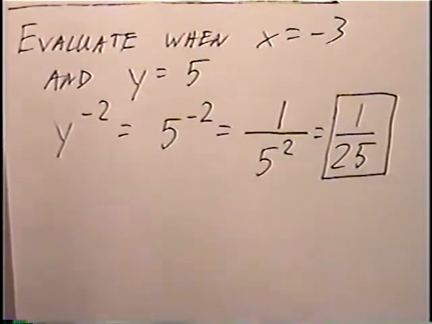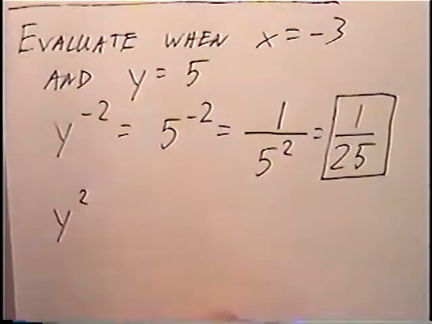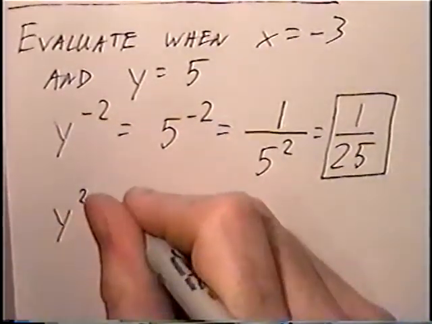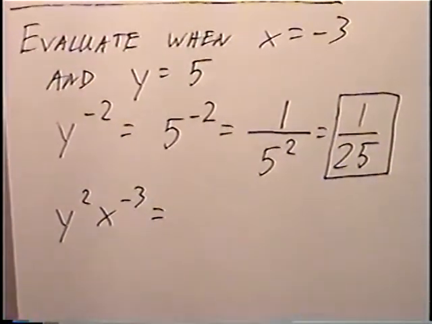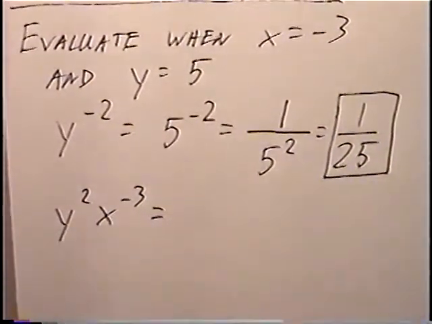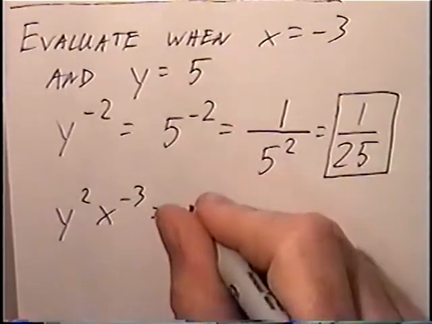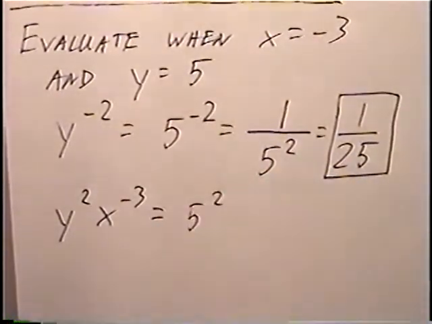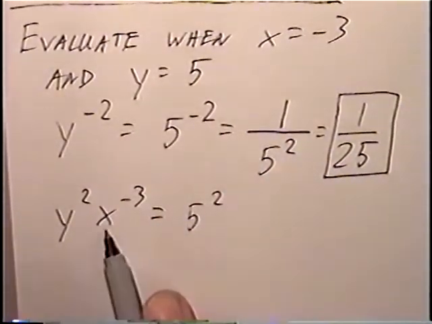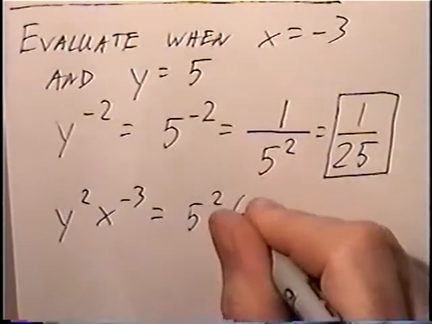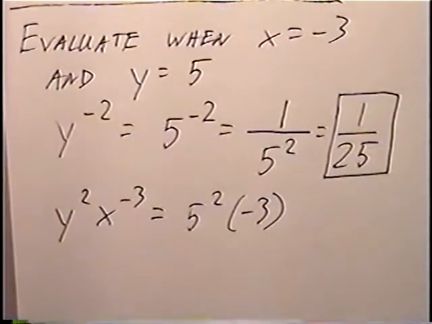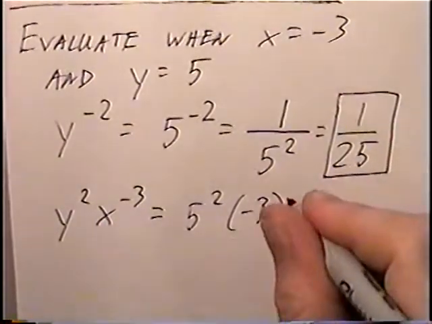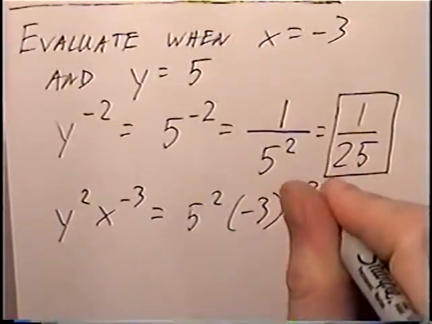Second question is y to the second power, x to the -3 power. And again, the first step, we can plug in numbers for x and y. Y is equal to 5, so we'll have 5 to the second power, or 5 squared. X is equal to -3. It's a good idea to put parentheses around numbers when they're negative, so you can keep them separated. And also to the -3 power.